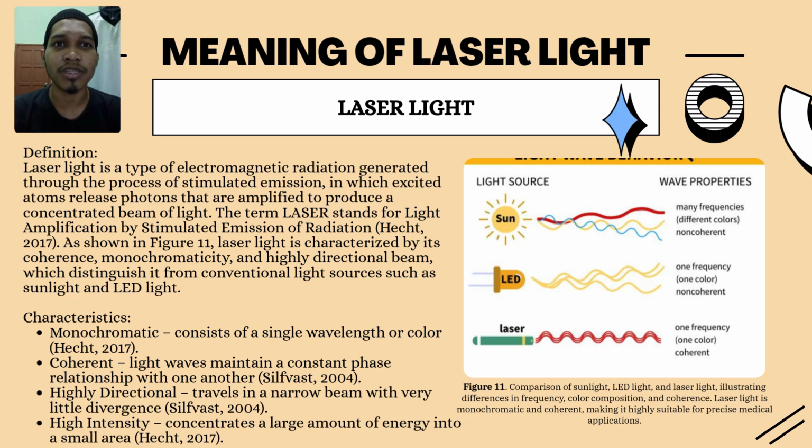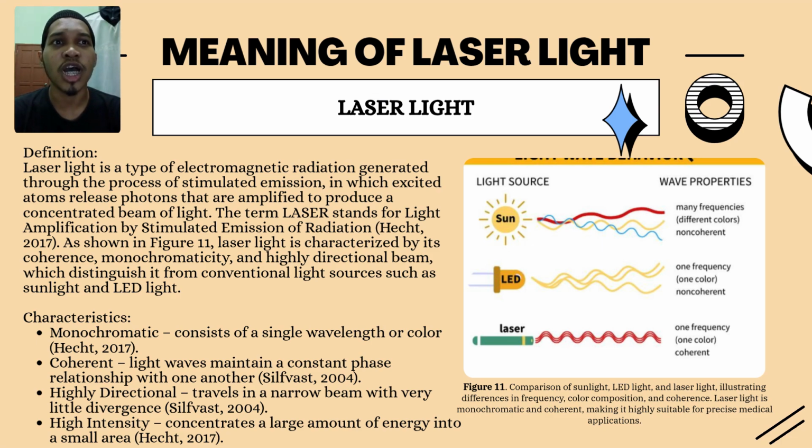Firstly, it is monochromatic. It means it consists of a single wavelength or color. Secondly, it is coherent. The light waves maintain a constant phase relationship with one another. Thirdly, it is highly directional. It travels in a narrow beam with very little divergence. And lastly, it has high intensity. It concentrates a large amount of energy into a small area.